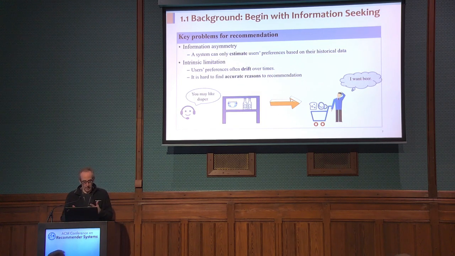One interesting, or two interesting key problems to keep in mind that motivate conversational recommenders are these two. One is what we call information asymmetry. A system can only estimate a user's preferences based on their historical data. And the other is this intrinsic limitation that I just hinted at. Preferences drift over time. And not only that, it may also be hard to understand why a person has a certain preference at one time and another preference at another time.